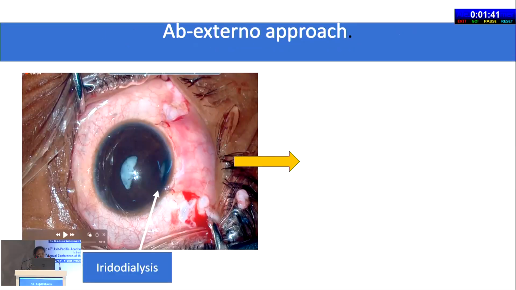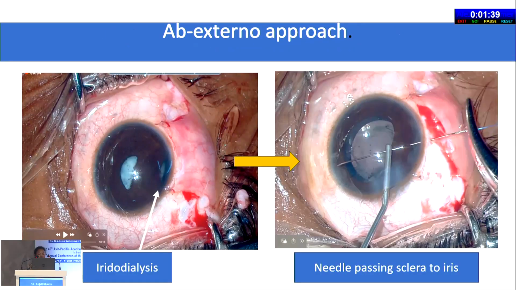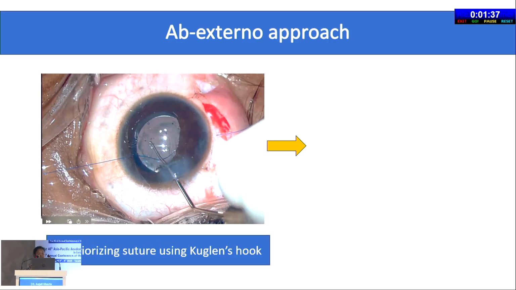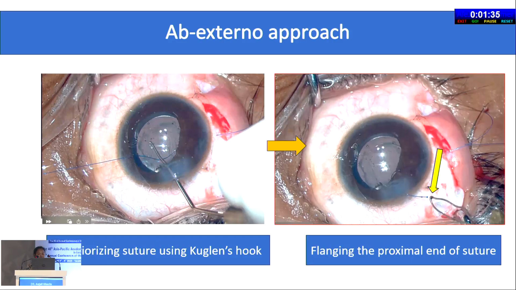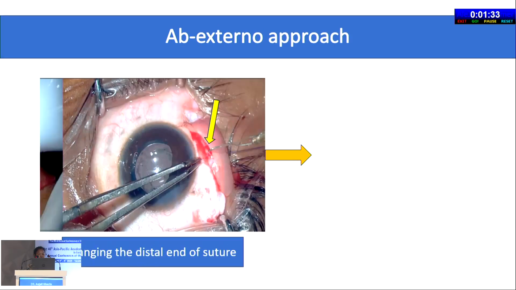This is the ab externo approach. So the needle is passed from the sclera to the iris and then the suture is externalized using Kuglen hooks, and then flanging the proximal end of the suture and then flanging the distal end of the suture. Then after that, conjunctival closure.